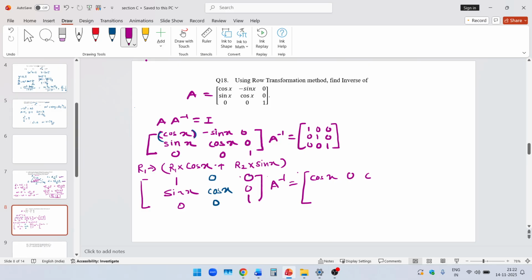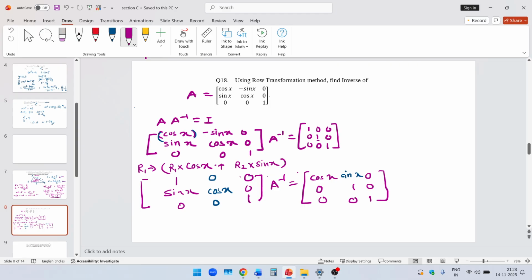Here the other two will remain 0, and if I multiply the second row with sin x, only this middle element will become sin x and will be added to the first element of the first row. So that should be 0 plus sin x, that is sin x. So let me write here sin x. Rest everything will remain as it is. So this will be 0 1 0 0 0 1.